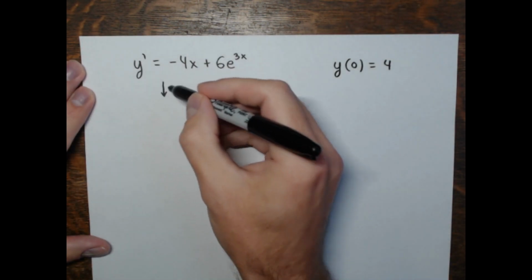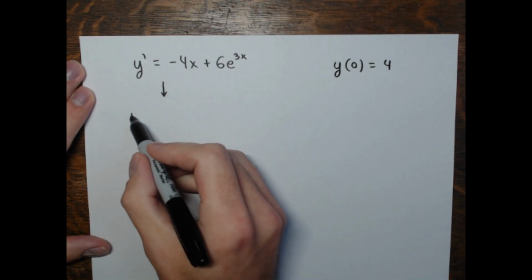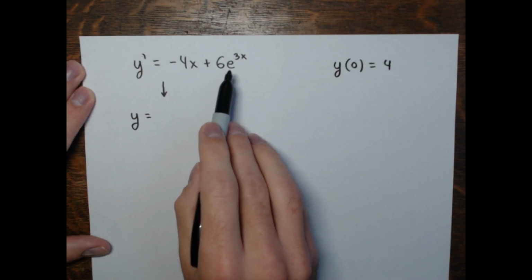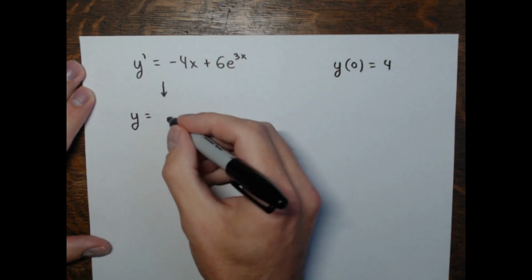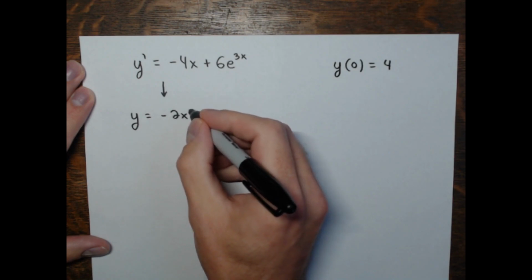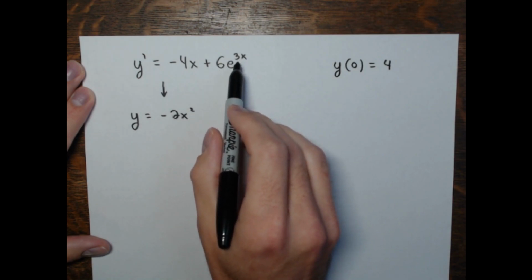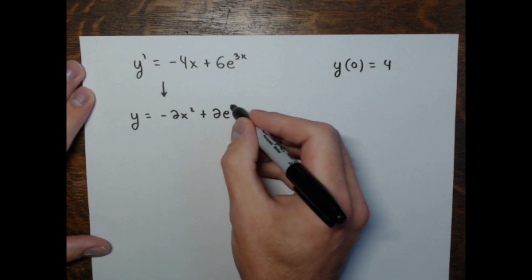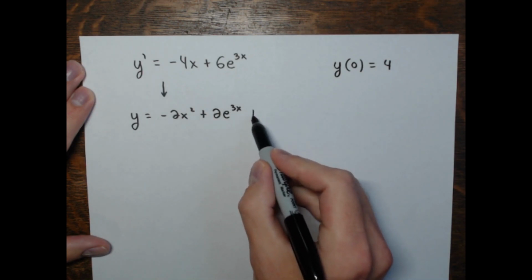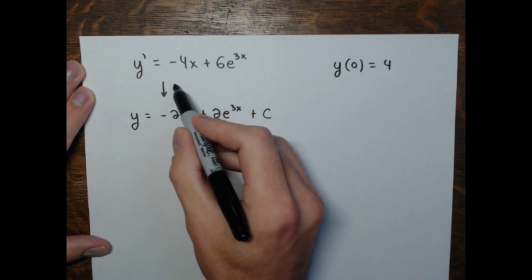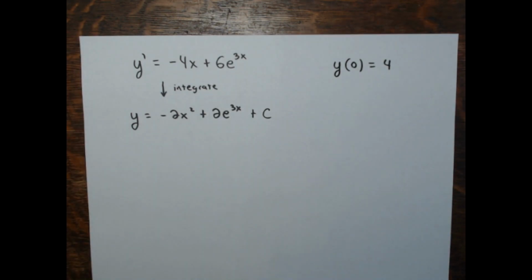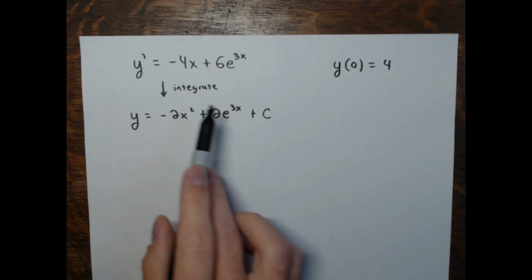Now, if this is y prime in terms of x, then y will be the integral of this. So I'm just going to do the integral. The integral of negative 4x would be negative 2x squared. And then 6e to the 3x would be 6e to the 3x again, but then times a third. So plus 2e to the 3x. And then, of course, plus some constant. So I'll write out that I integrated here, integrating with respect to x. So there's the general solution of this equation.